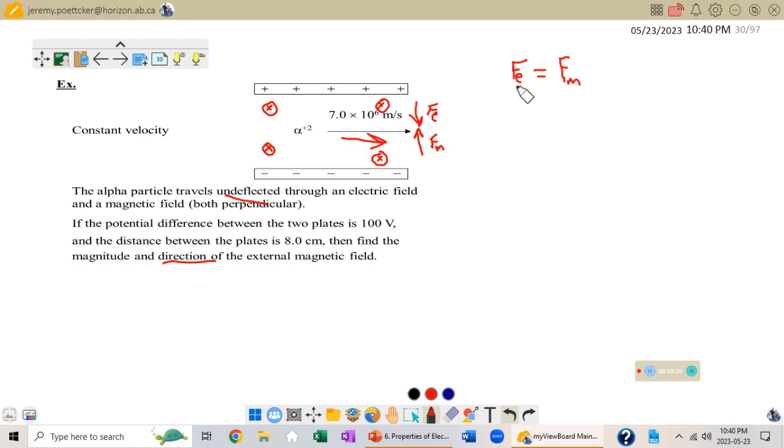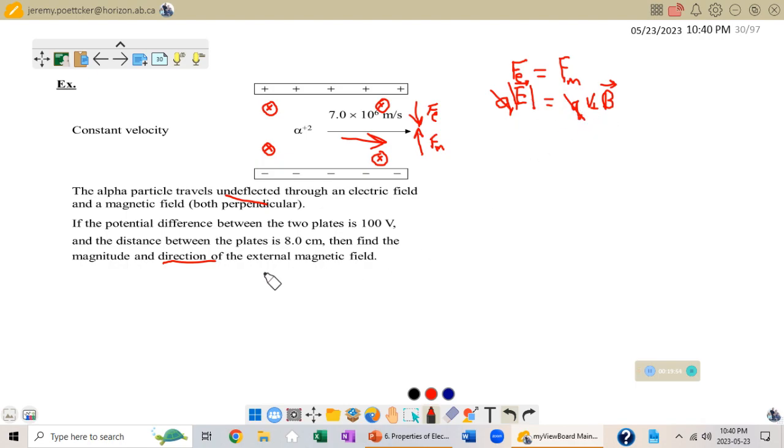So Fe, okay, lovely. We just figured out that's going to be QE. We don't know that yet. But as I look at my question, there's more information that I think we can use to figure it out. So QE is equal to QV perpendicular. Right, Q divided by Q on both sides. I can just get rid of the Q by dividing both sides by Q.